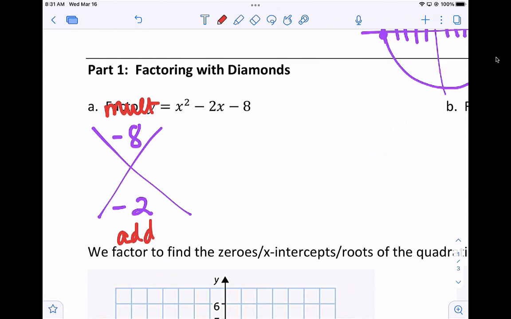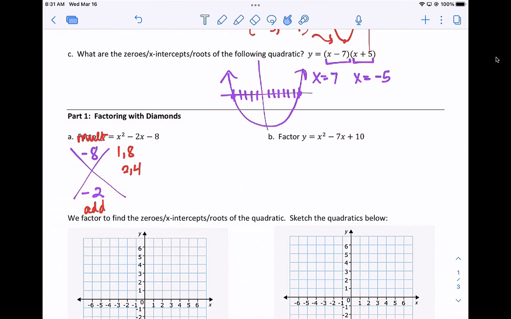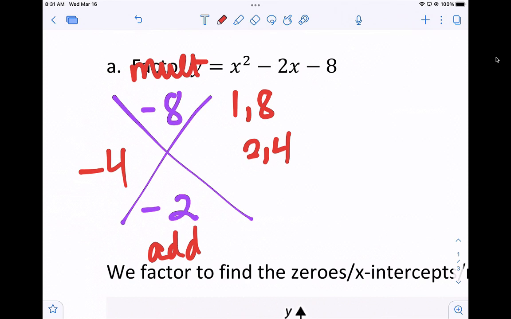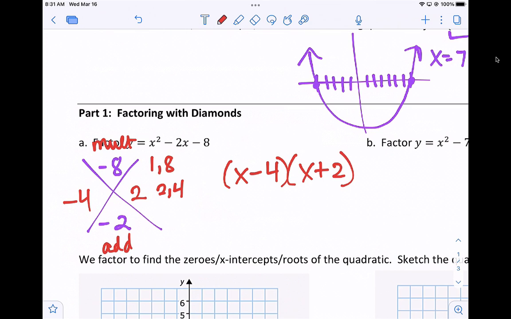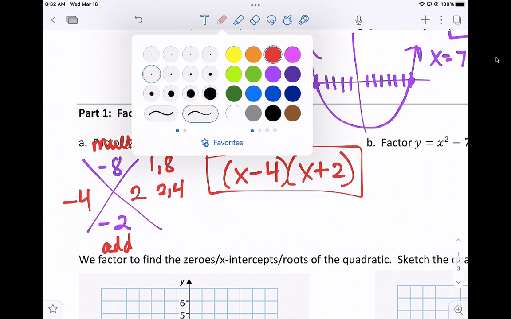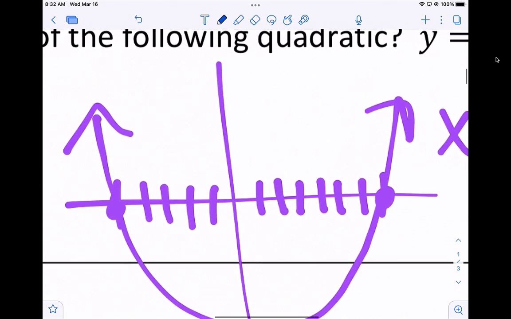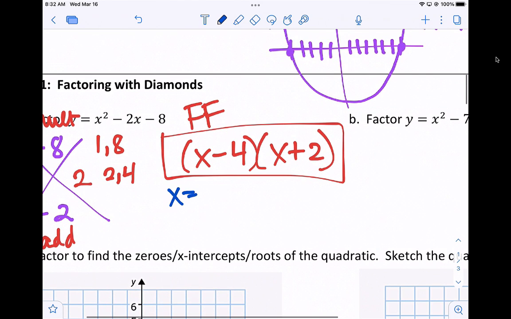So some factors of 8 are 1 and 8, 2 and 4, and we can get 2 and 4 to add to negative 2 if we make the 4 negative. Whoopsies. So negative 4 and 2 would multiply to negative 8 and add to negative 2, and we would have x minus 4, x plus 2 would be the factored form. So this is factored form. I'll put FF, factored form. If I asked you to solve the quadratic, like to find the x-intercepts and to graph it like this, the x-intercepts would be 4 and negative 2. So these are the x-intercepts.